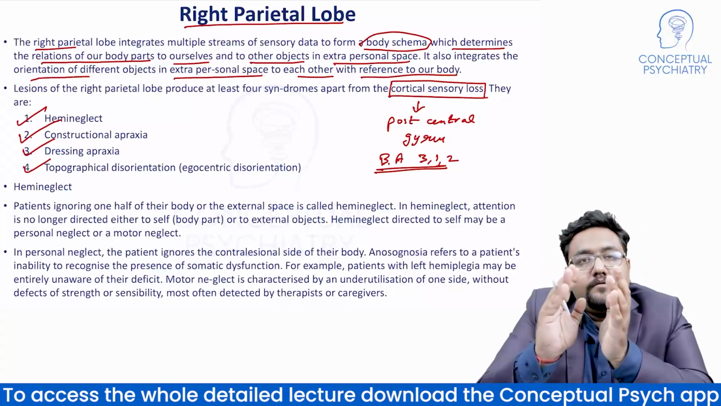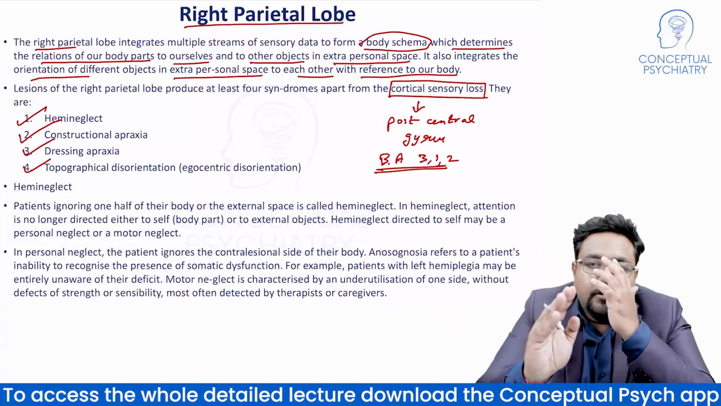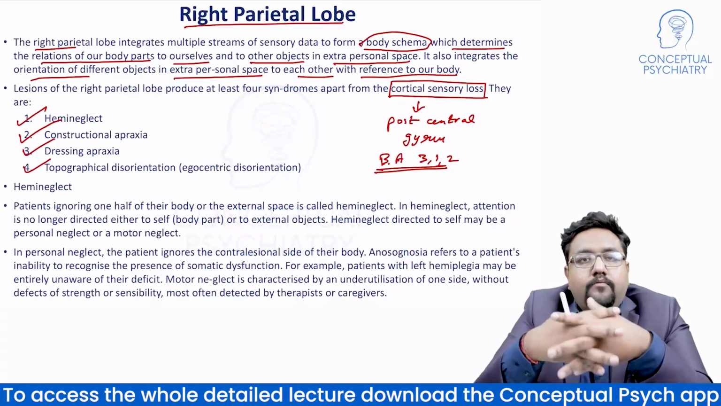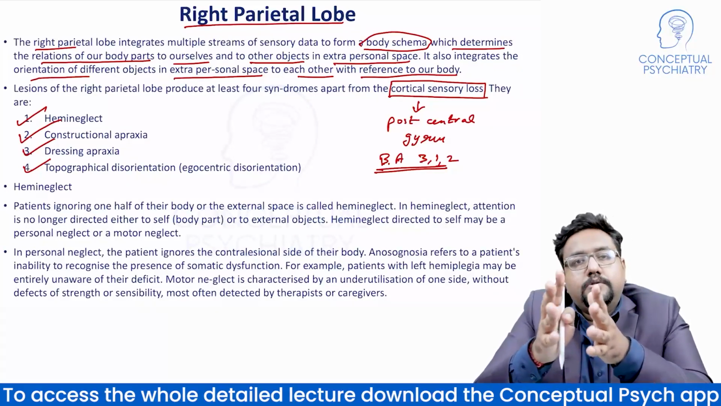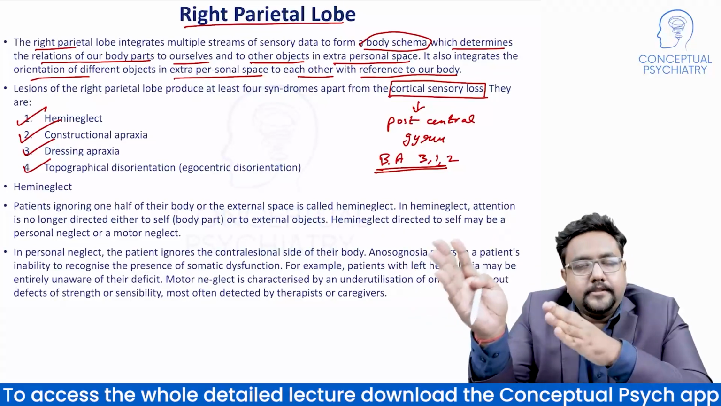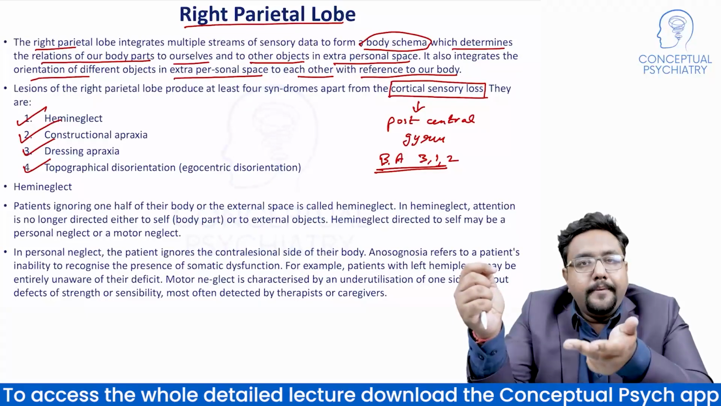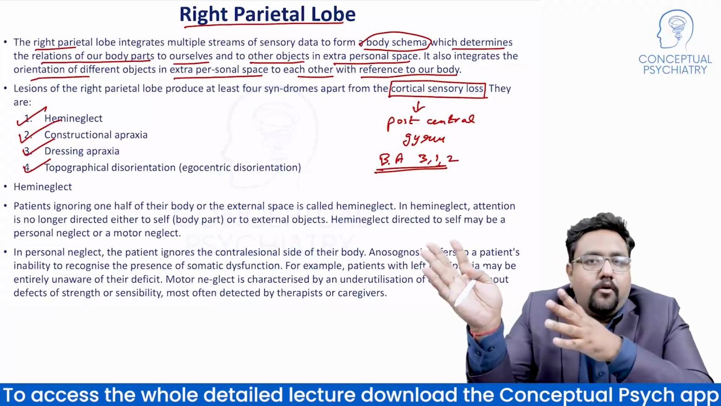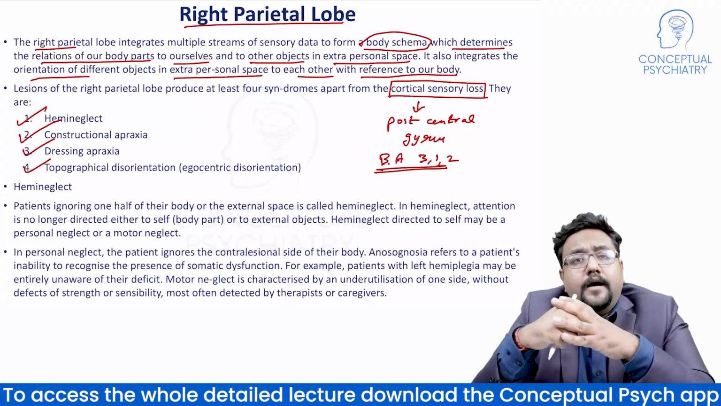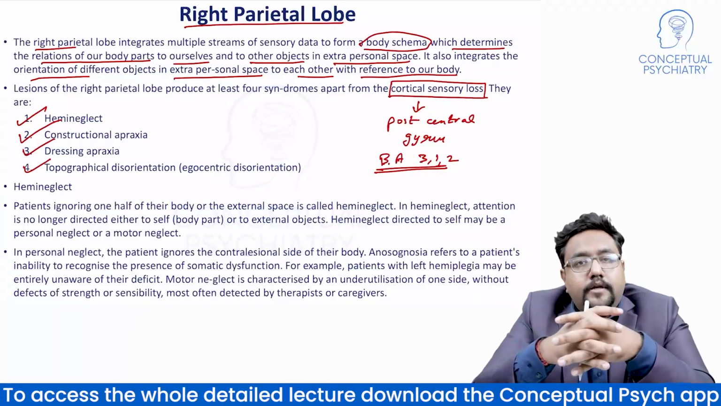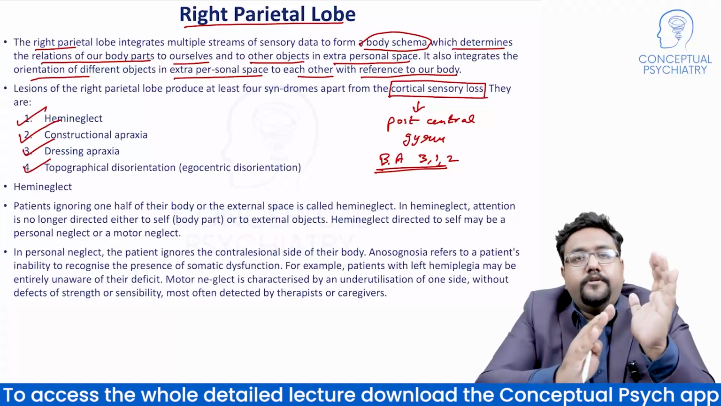Now, for apraxia, we will discuss that in detail when we talk about the left parietal lobe, because we need to understand what is praxis, what is the normal procedure for praxis, and then we will understand what is apraxia. All the different types of apraxia, that is ideomotor apraxia, ideational apraxia, limb kinetic apraxia, can occur in left parietal lobe lesions. Even dressing apraxia and constructional apraxia can also occur in left parietal lobe lesions, but they are more profound in the right parietal lobe region.